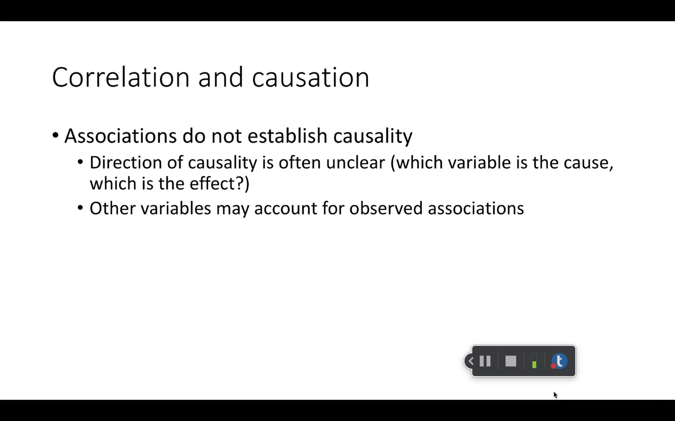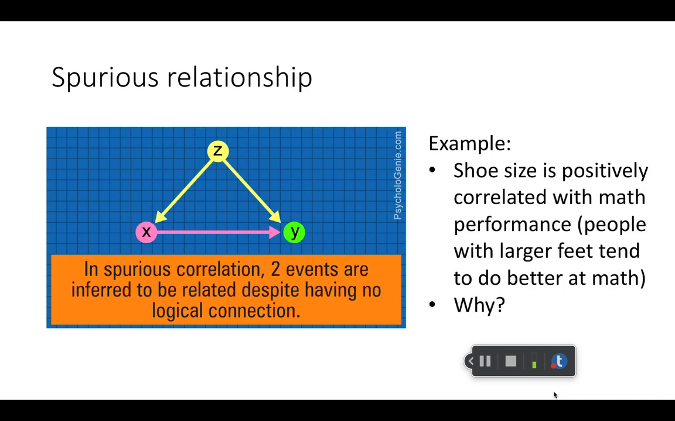And other variables may account for this observed association. So there could be other explanations for this relationship that we observe. Some relationships are called spurious. In a spurious correlation, two events are inferred to be related, despite the fact that they have no logical connection to each other. Here's an example. Shoe size, let's call it X, is positively correlated with math performance, call it Y, meaning that people with larger feet tend to do better at math than people with small feet.